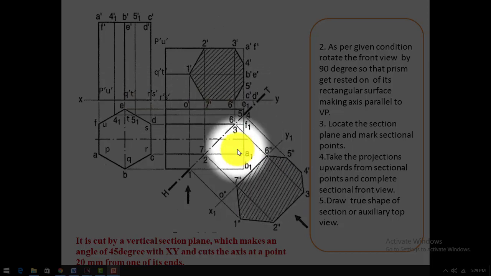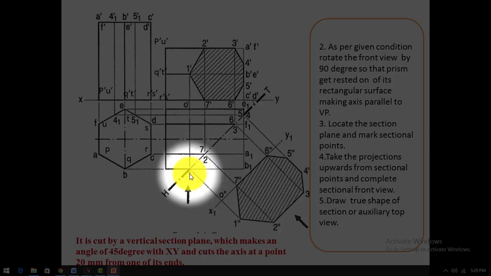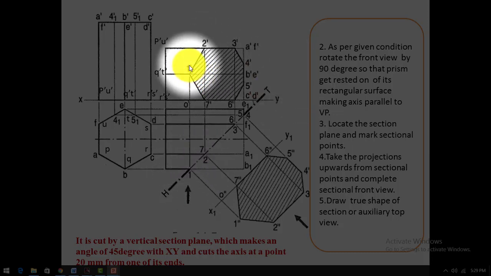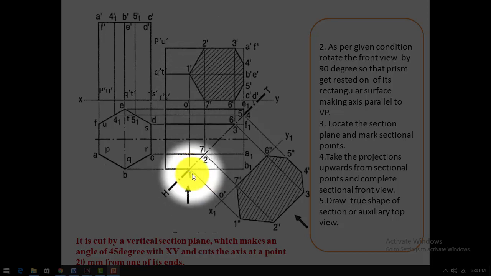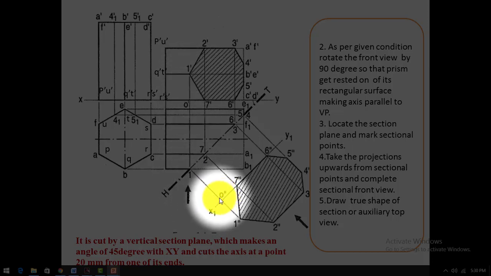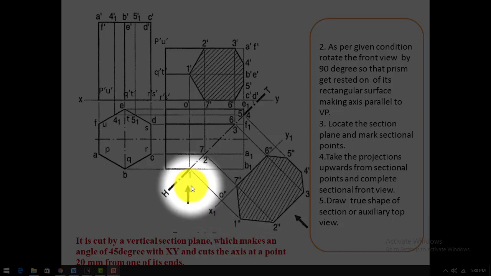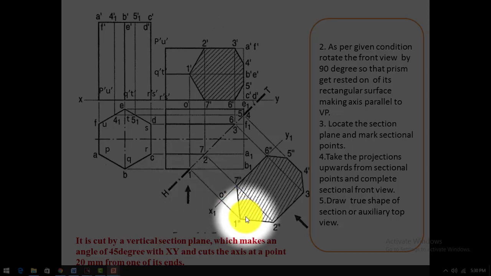So how are we going to complete this true shape? First we mark this 1 point. The 1 point is here at this 1 dash point. So you have to take the vertical distance of the 1 dash point from the XY line. Take this distance in your compass. Here the projector for 1 is this. Then with the O double dash point as a center, cut an arc on this projector from 1. So you will get the 1 double dash point.